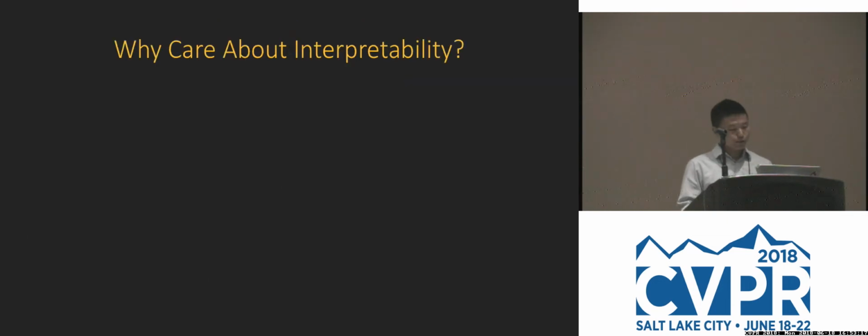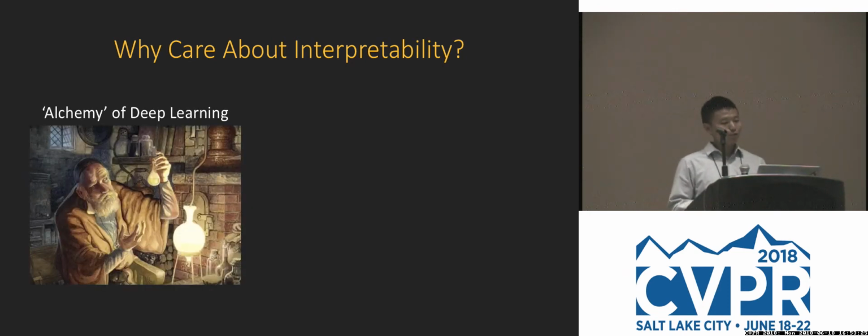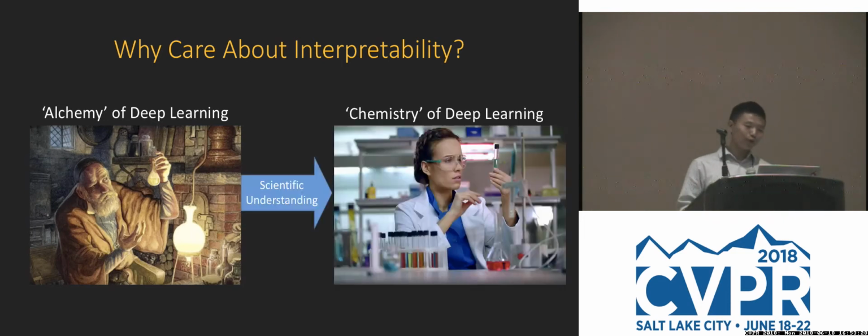So I would like to conclude my tutorial talk with this question, why we care about interpretability. Because we want to move from the alchemy of deep learning to the chemistry of deep learning by putting those scientific understandings, those more theoretic justifications. I believe with such joint efforts, we can build better, safer, and trustful models and more transparent AI models.